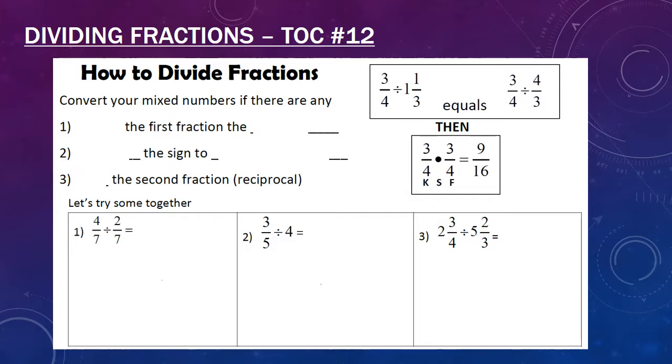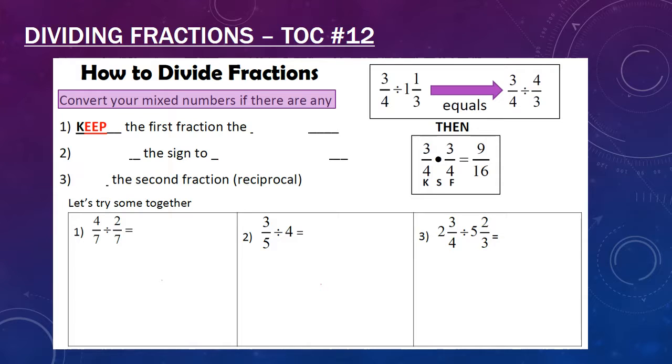First, you have to convert any mixed numbers to improper fractions. So look at our example. We had 3/4 divided by 1 1/3. We had to make that 1 1/3 an improper fraction. So it becomes 3 times 1 is 3 plus 1 is 4, and it stays over 3. Once we've done that, then we follow these steps.